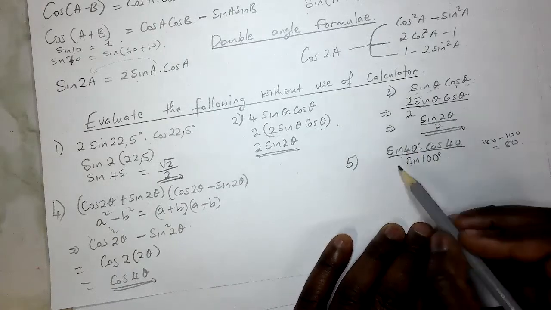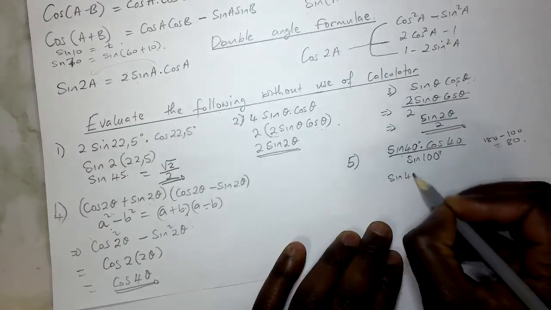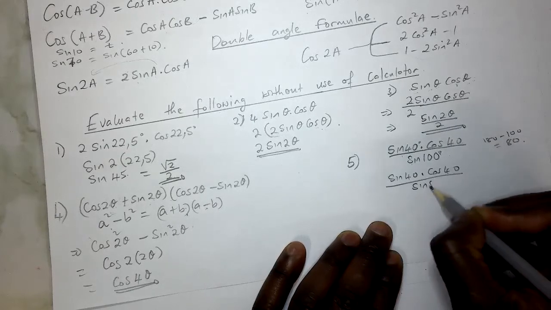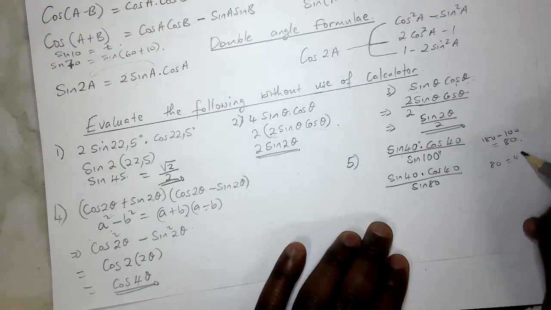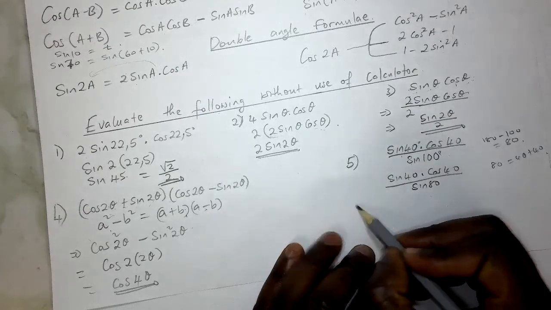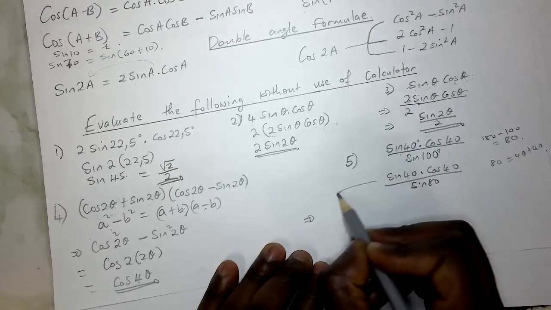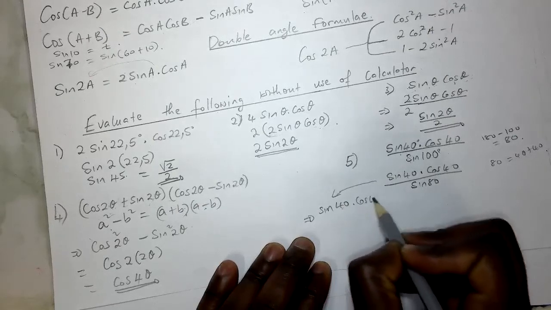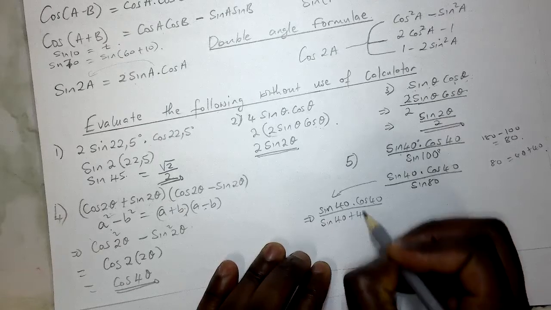So when you have sine 80, we're going to say sine 40 times cos 40 over sine 80. Now, sine 80 is equal to sine of 40 plus 40. So what must we do? We are going to have something like this: sine 40 cos 40 over sine of 40 plus 40.